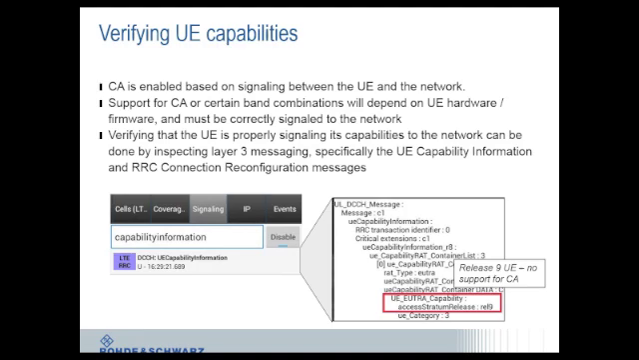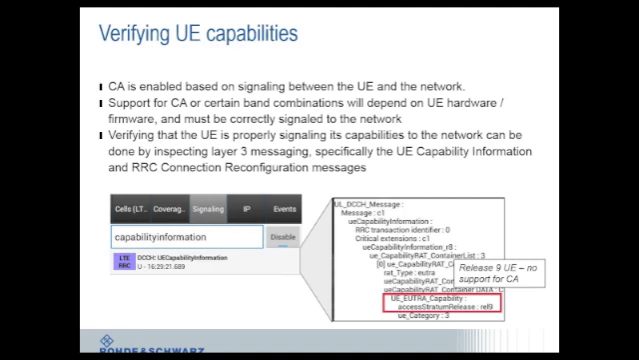To determine if a phone is carrier aggregation capable, we need to analyze the signaling between the UE and the network. As mentioned before, the support for CA or certain band combinations will depend on the built-in hardware and firmware of the UE itself. The UE needs to be correctly signaled to the network, and this can be verified by inspecting layer 3 messaging, specifically the UE capability information and RRC connection reconfiguration messages.